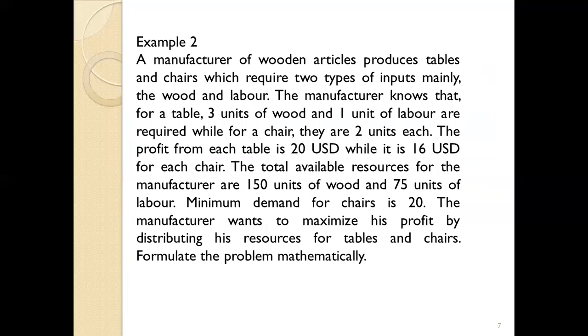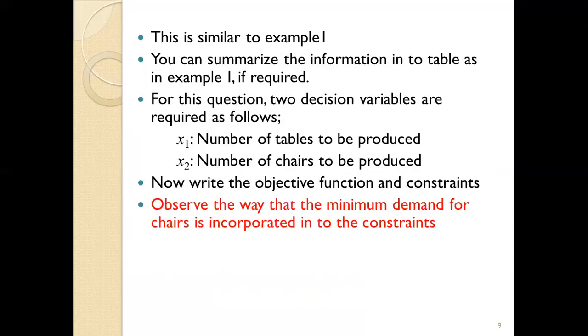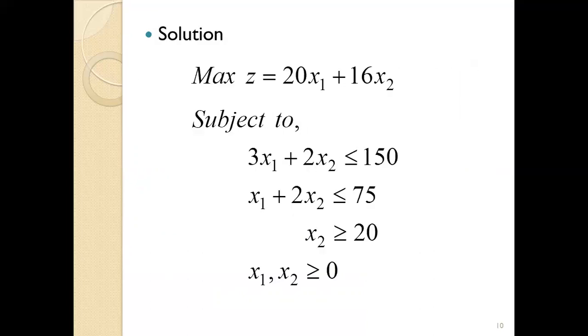Let us take another example. This is very similar to the first one, but there is a different statement that minimum demand for chairs is 20. Let us see how to write it. Let us take x1 and x2 as 2 decision variables where x1 is the number of tables and x2 is the number of chairs to be produced. So, minimum demand for chairs is 20 means minimum 20 chairs must be manufactured. That means x2 must be greater than or equal to 20. Other constraints you can write in a similar way as in the first example. So, this is the answer.